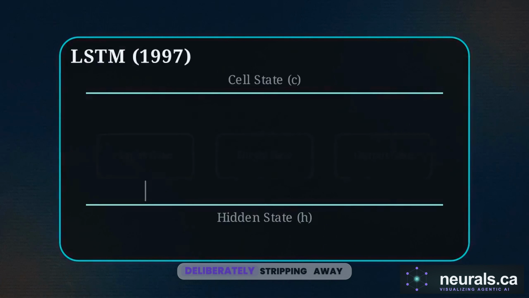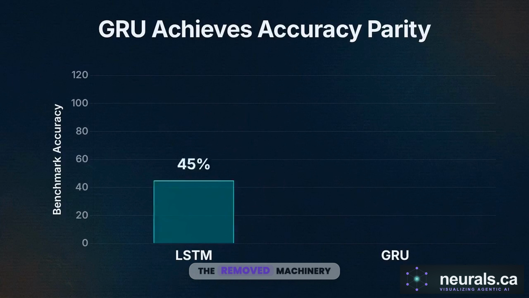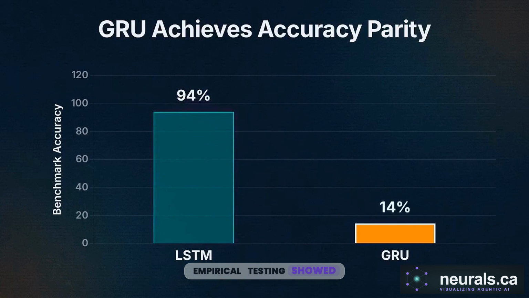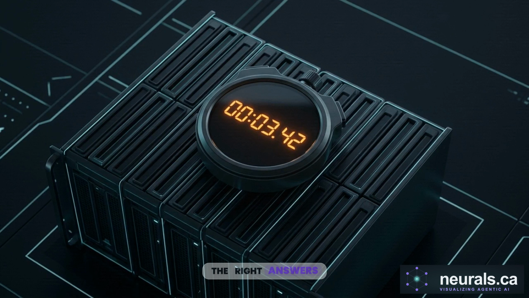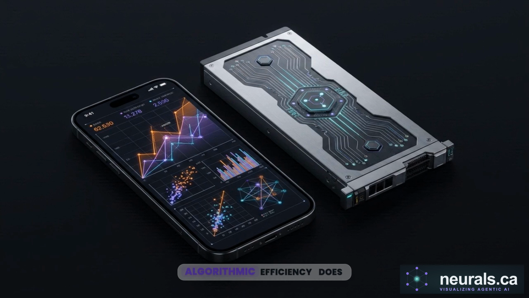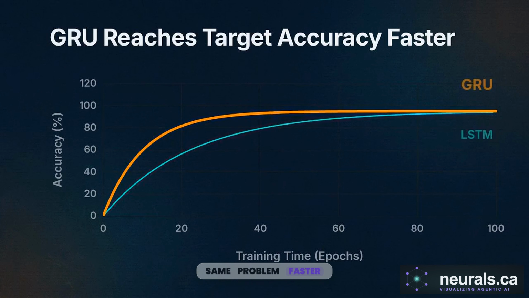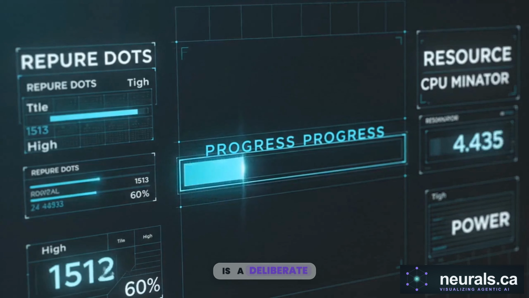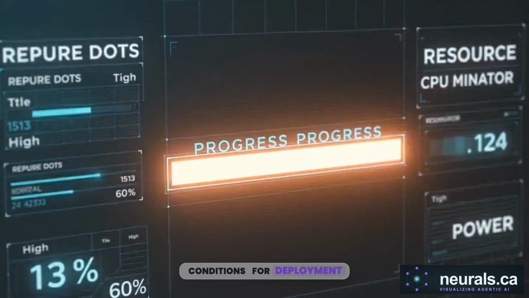It was built by deliberately stripping away the complex machinery of an older model, and despite the removed machinery, empirical testing showed the GRU consistently matches or beats the LSTM on many benchmark tasks, while converging on the right answers faster. The GRU proves that true algorithmic efficiency does not require compromising predictive power. You just eliminate the excess weight to solve the exact same problem faster. But that simplicity is a deliberate trade-off, and it creates strict boundary conditions for deployment.